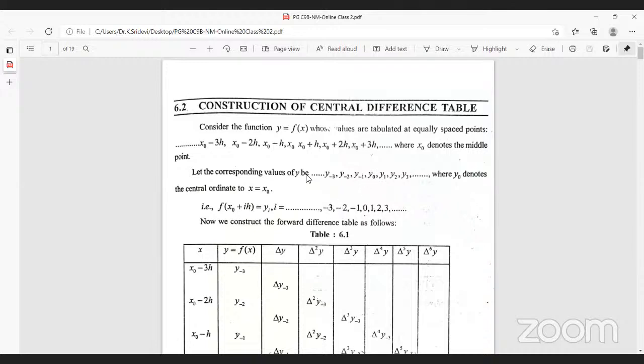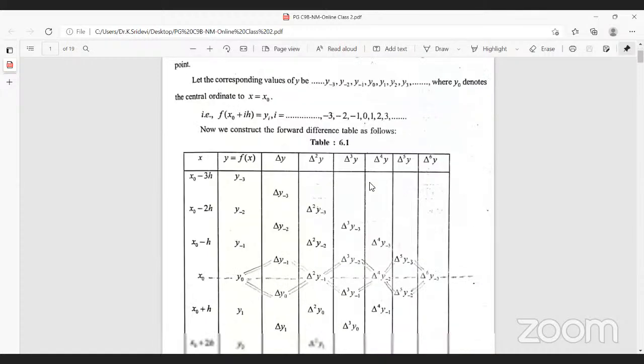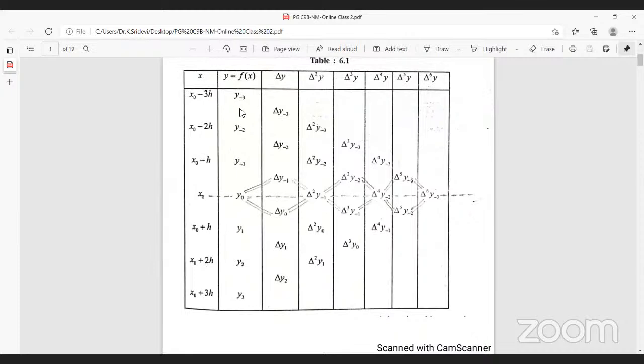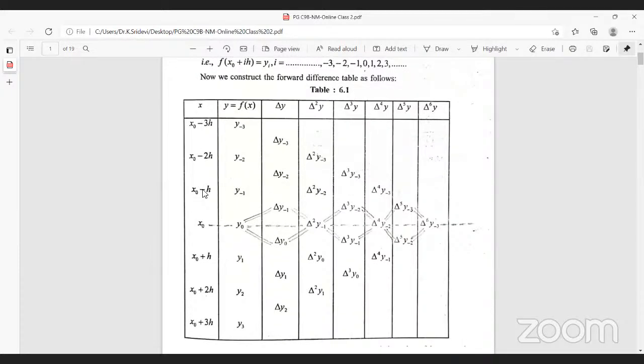According to these x values and y values, we can construct the forward difference table, which we have seen in previous classes offline. How to construct this? First, take the given x values. Here I am taking 7 x values. x naught is the middle of all the x values. First value, second, third, fourth, fifth, sixth, seventh. Here I am taking x naught as the middle value of x.